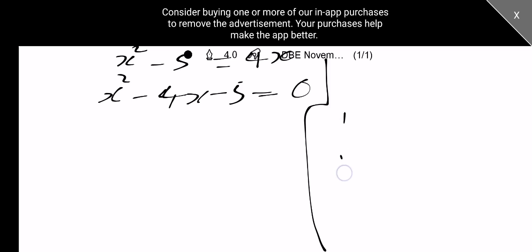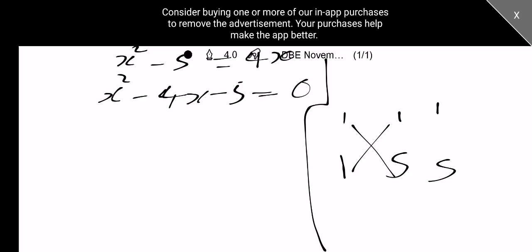Again, we've got 1 and 1. 5 is a prime number, it only has 2 factors. Remember, prime numbers have 2 factors, 1 and itself. So it's 1 and 5. Cross multiply as before. 1 times 1 is 1. 1 times 5 is 5.